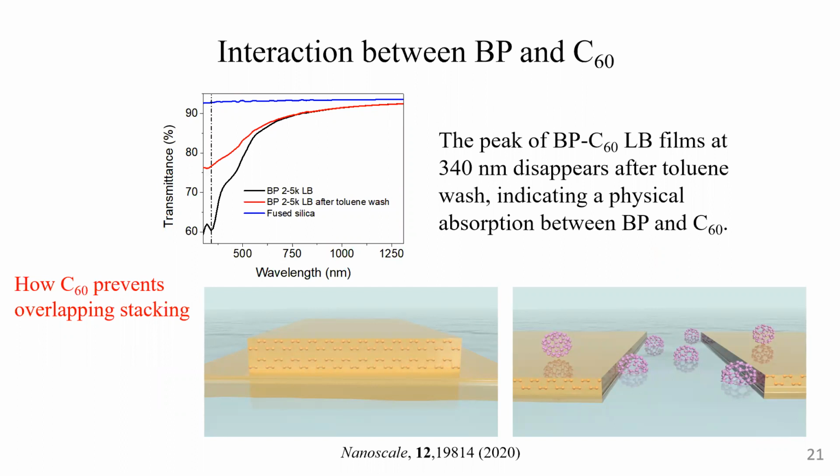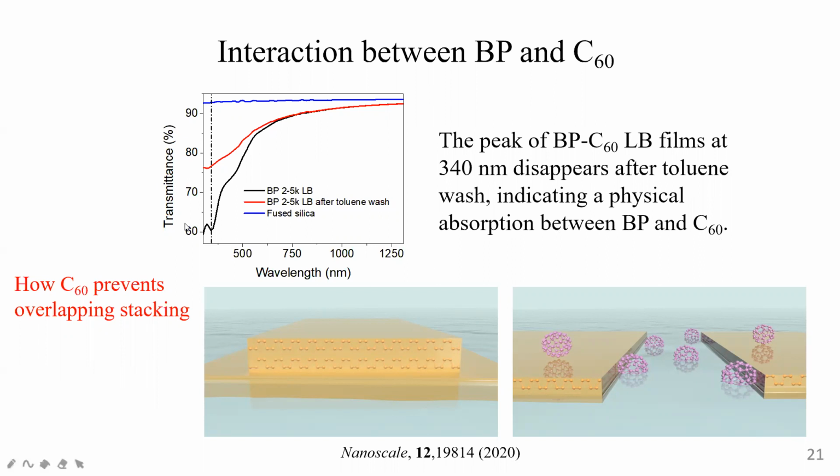We have also investigated this. We have observed that the peak in the BP and fullerene LB film at 340 nanometers disappears after a toluene wash. Toluene is a good solvent for fullerene. So the disappearance of this peak indicates that the fullerene was removed by the toluene. That indicates that most probably BP and fullerene is physical absorption instead of some chemical reaction.